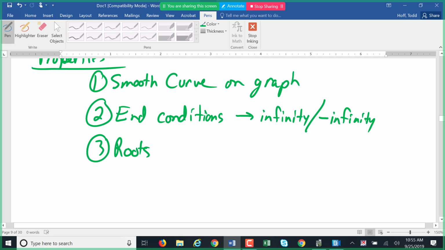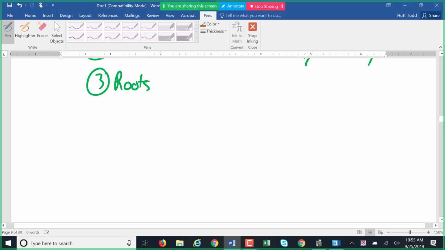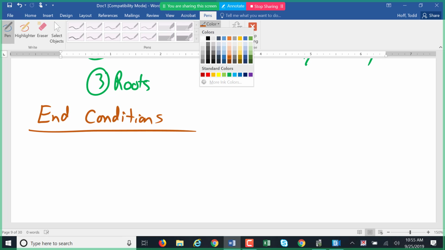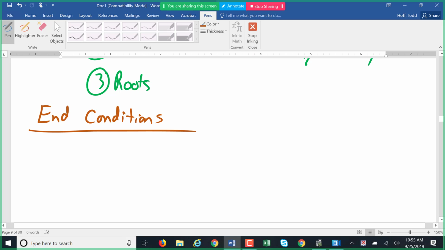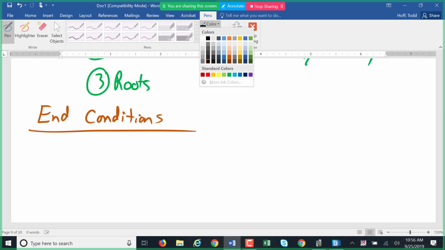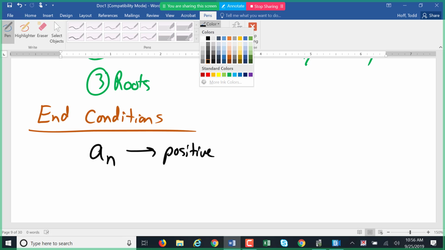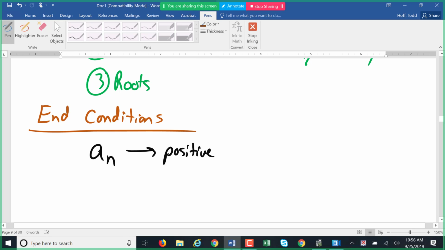Well, let's talk now about the end conditions. What are those? How can we look at those? So those end conditions are determined by that coefficient of the largest power. So that a sub n that was in our generic form. If it's positive, we have to look at the degree of the equation.